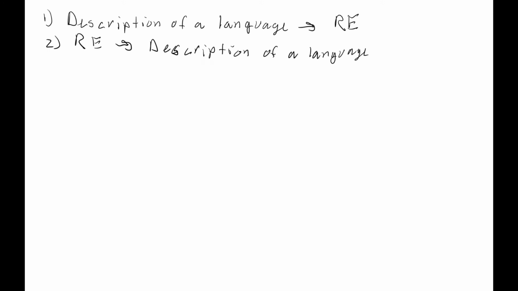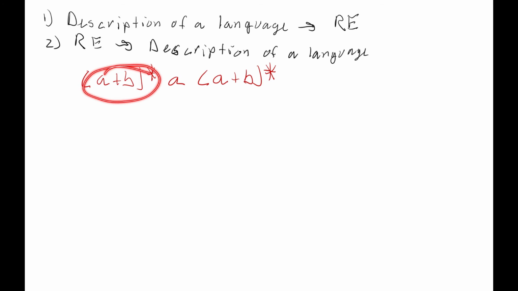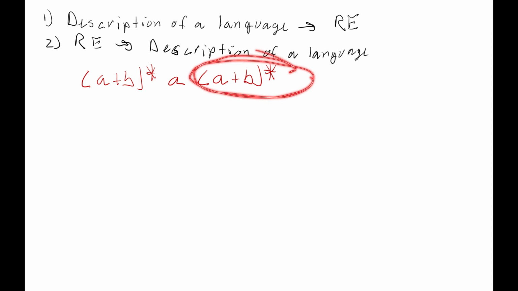So we'll start off with (a or b)*, put the letter a, and then put another (a or b)* after it. So what does this regular expression mean? Well, we can have 0 or more a's and b's. Then we have to have one a because there's no star around this. That means that we have to have one a. Then we can have 0 or more a's and b's afterward.